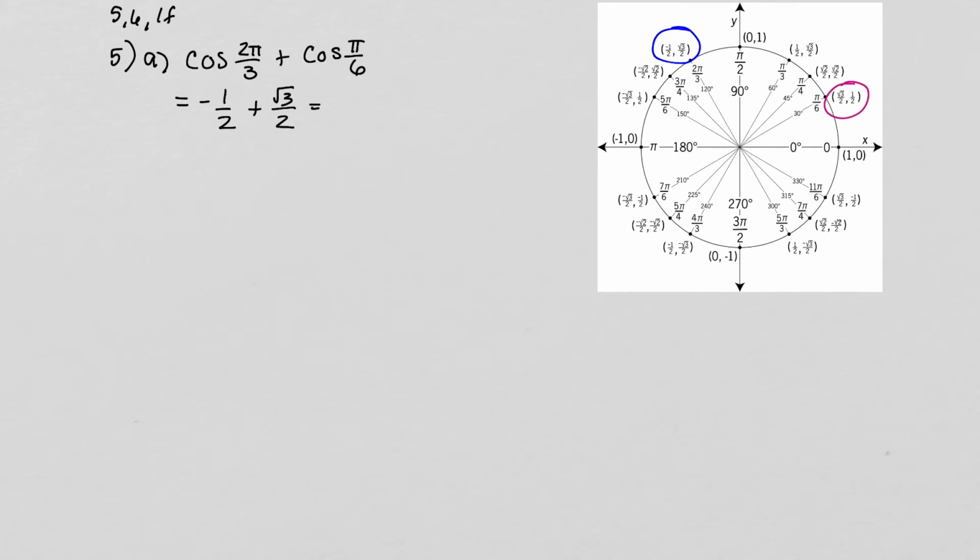So I can put them together since the denominators are the same. So this just is minus 1 plus root 3 all over 2. Does that make sense? People have questions on that one before I do 5B?